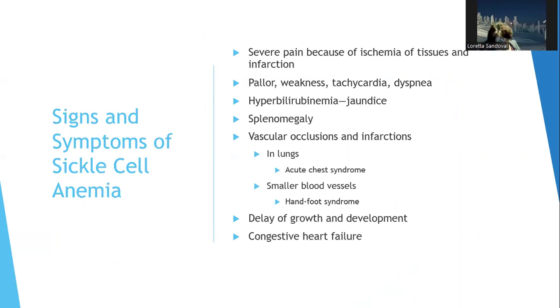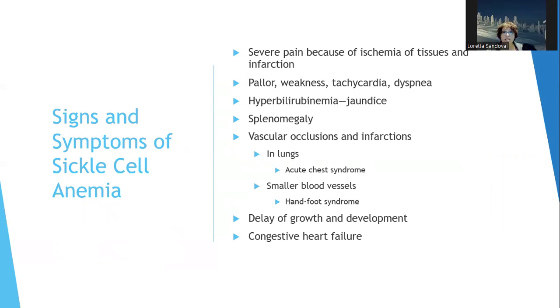Hyperbilirubinemia, which is more bilirubin in your blood, which causes jaundice, that yellow appearance. Splenomegaly is an increased spleen size. And that's because those damaged red blood cells go to the spleen to get recycled. The spleen's full of them. There's like standing room only in the spleen, right?